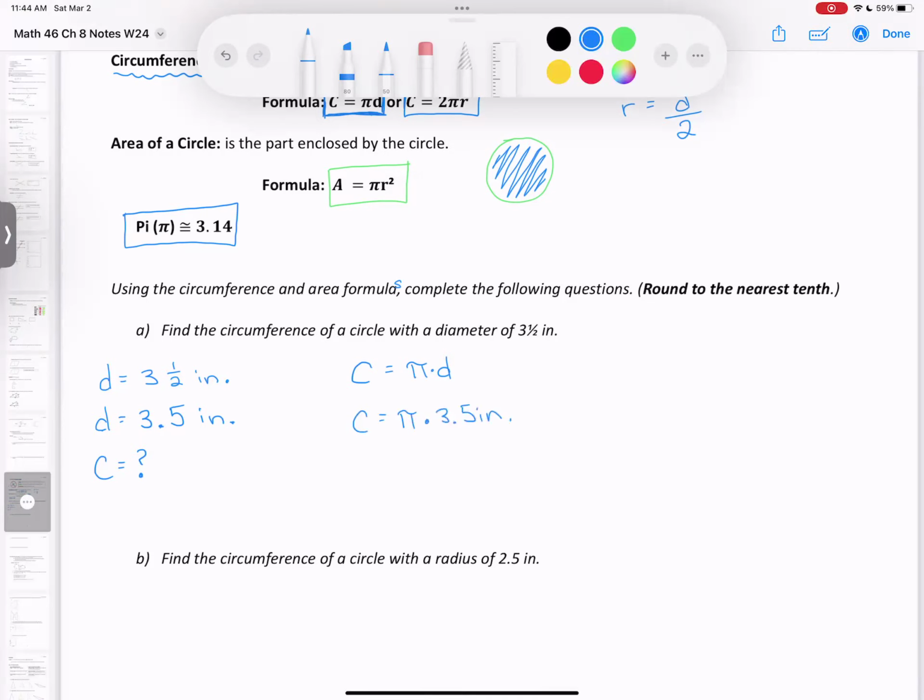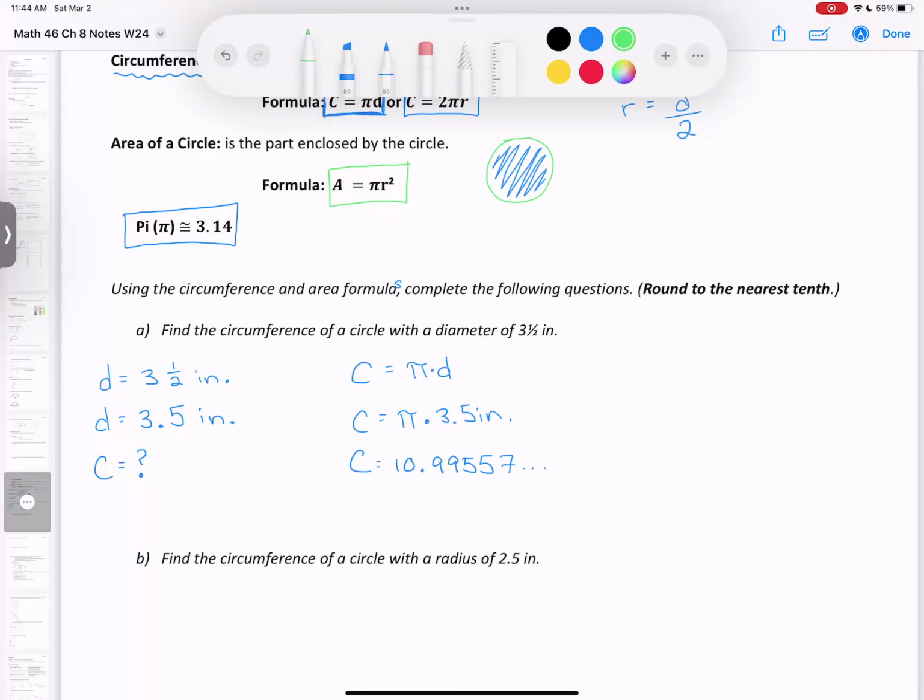Now on our calculator, you can either do 3.14 times 3.5, or what I'm going to do is hit that pi button and say pi times 3.5. I get an answer of, and I'm not going to worry about rounding quite yet, 10.99557, and so on.